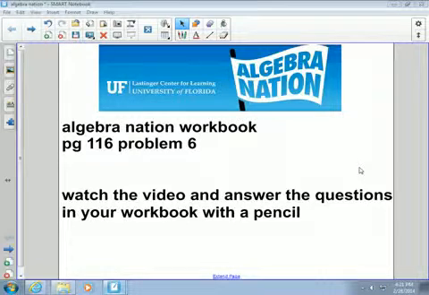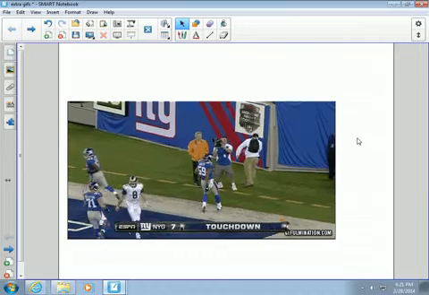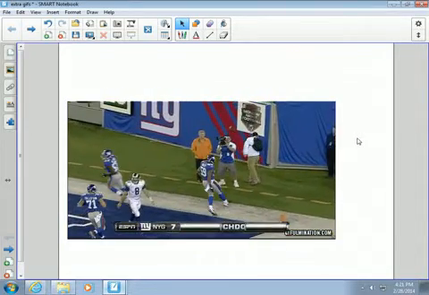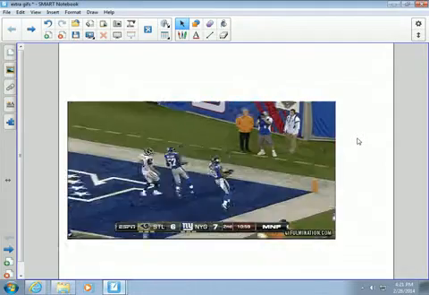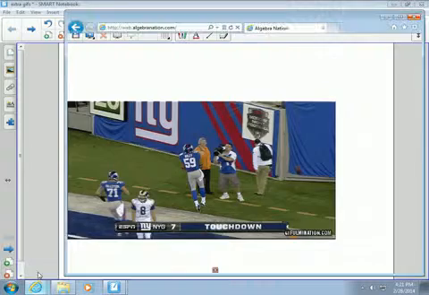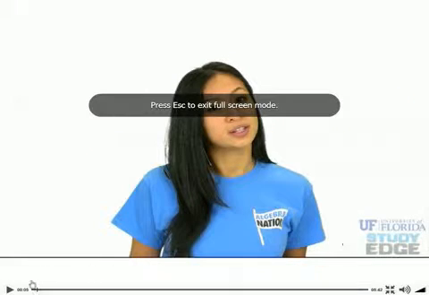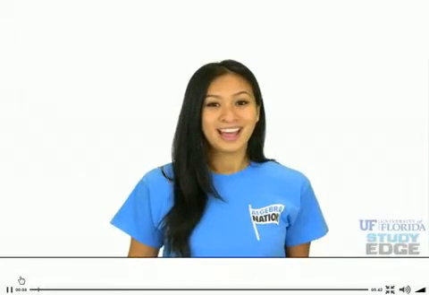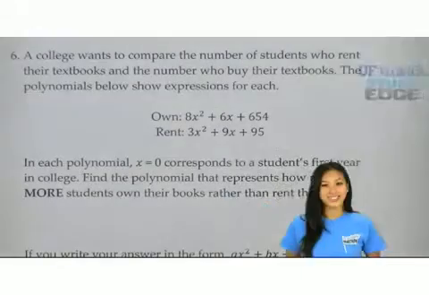Page 116, problem square root 36, and do not let this happen to you on the EOC. Epic fail. So important to read the directions carefully and actually answer what the question is asking for.